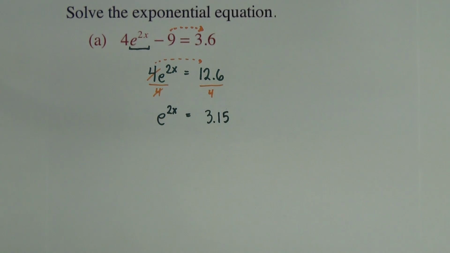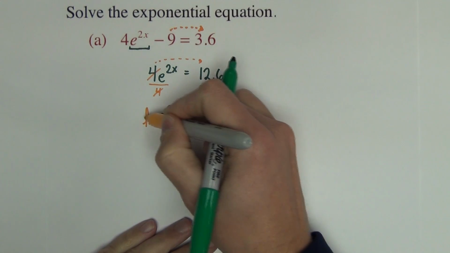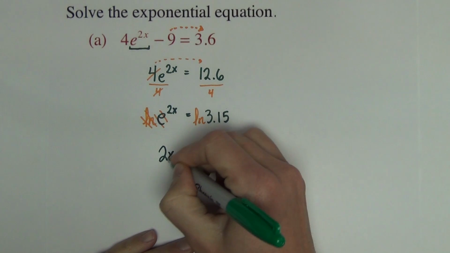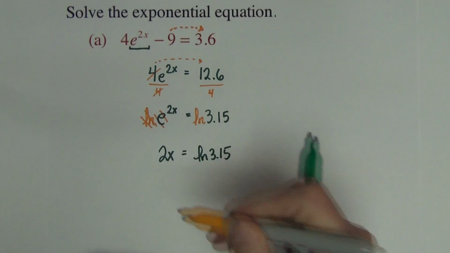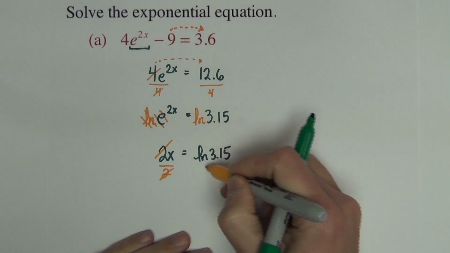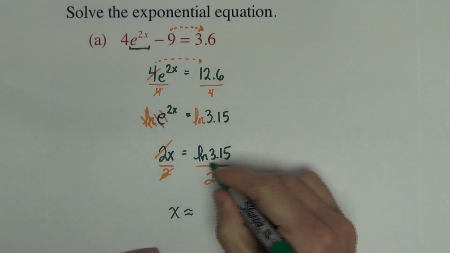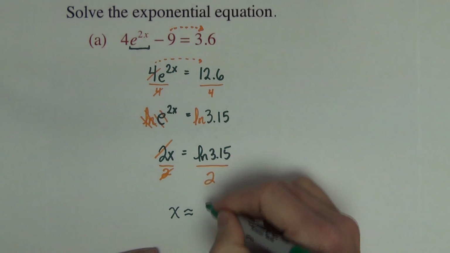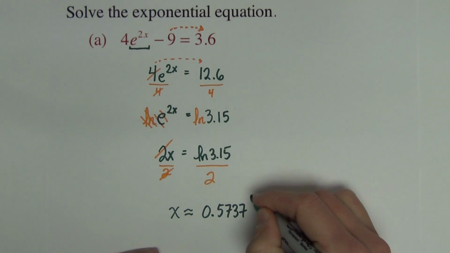From here, now we need to get rid of the e. And to get rid of the e, we're going to take a natural log of both sides. The natural log in front of the e cancels the e and leaves us with 2x equals the natural log of 3.15. So we're going to divide by the 2, and that gives us x all by itself. So we want natural log of 3.15 divided by 2, and to 4 decimal places, that's going to be 0.5737.